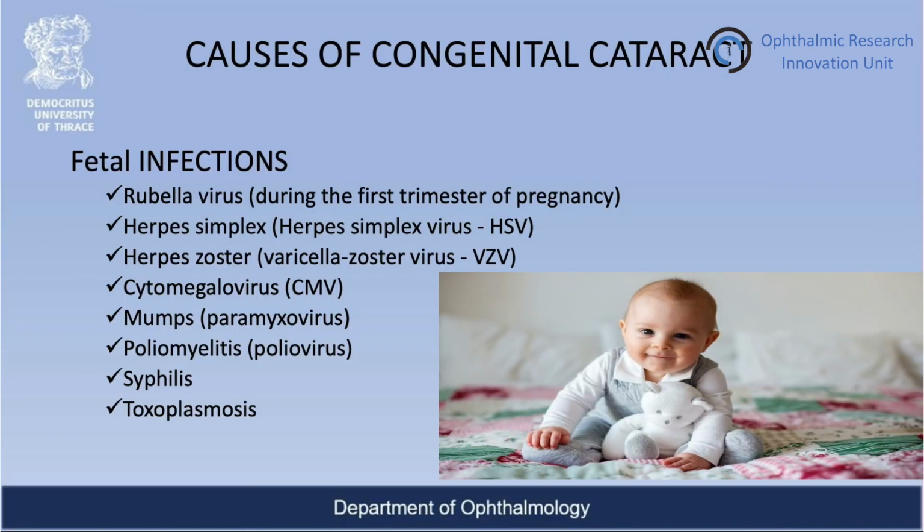As it is already known, several causes can lead to congenital cataract. One group of them is fetal viral infections. Such viruses are rubella virus when the mother is infected during the first trimester of pregnancy, herpes simplex virus, varicella zoster virus leading to herpes zoster, and cytomegalovirus. Additionally, other viral infections are mumps, caused by paramyxovirus, a member of the rubeolavirus family, and poliomyelitis. Other infections that can cause cataract in the fetus are syphilis and toxoplasmosis.